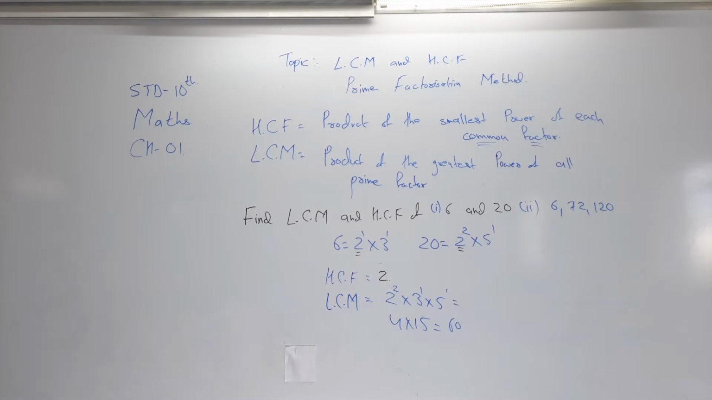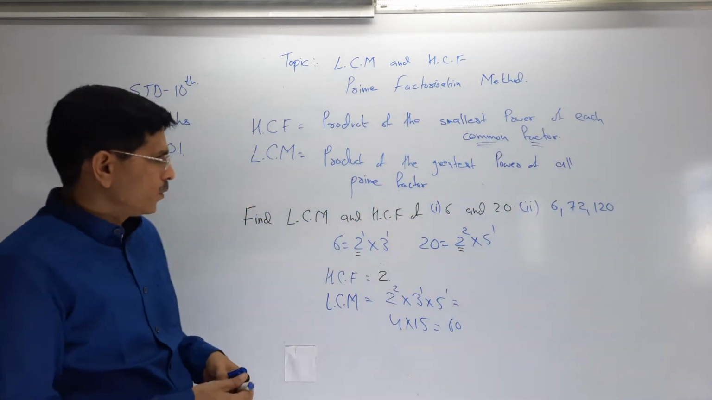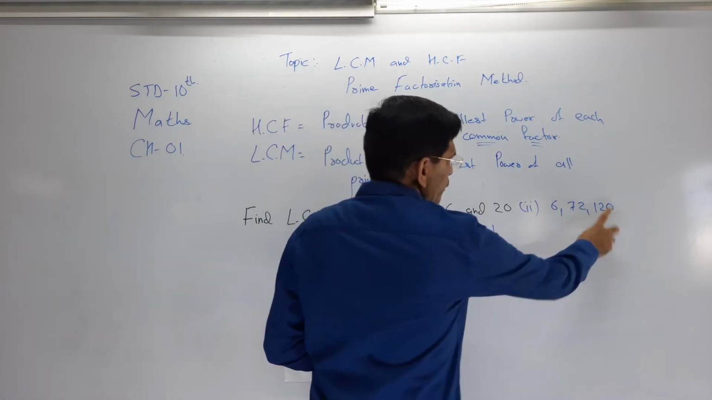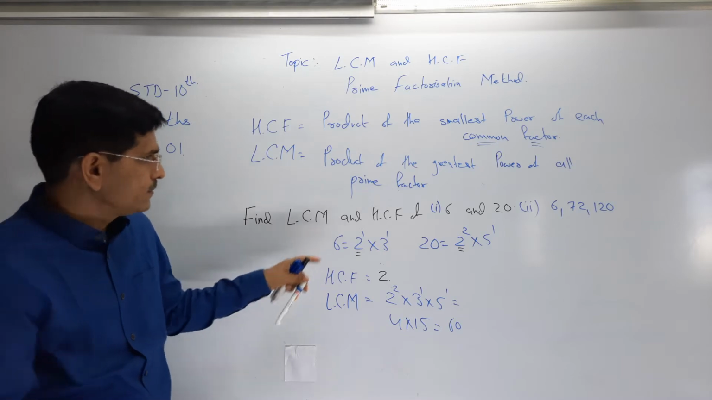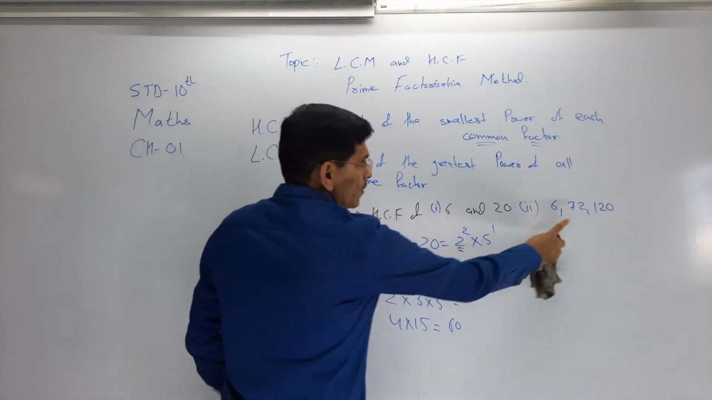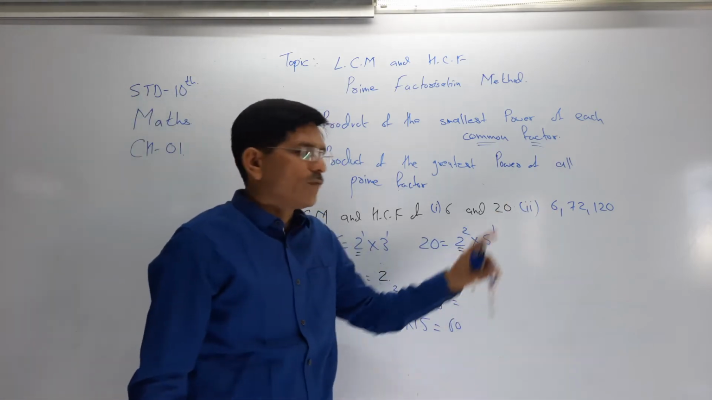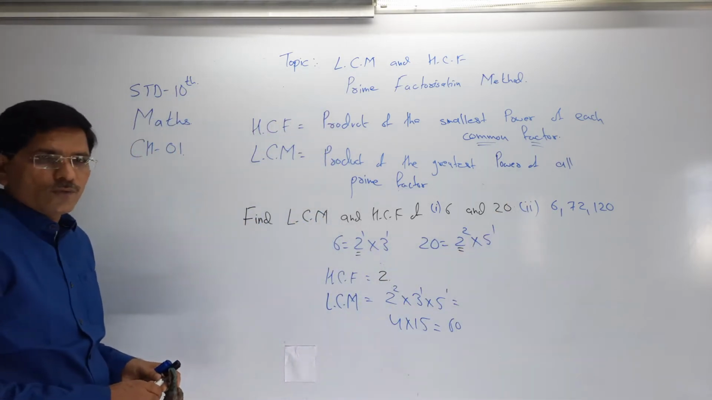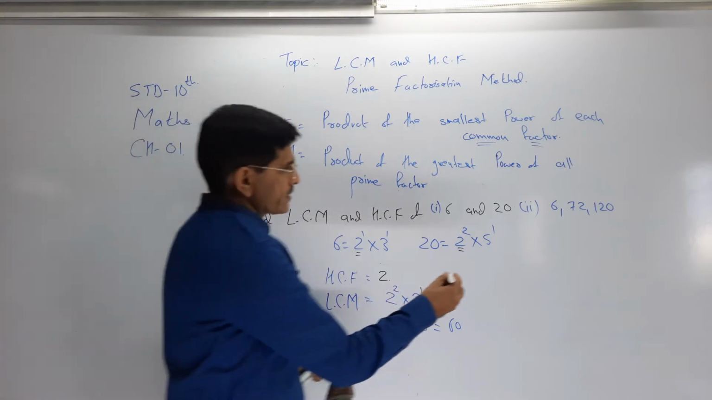I hope you have cleared this. So now we go for more sums. Again, the factors of 6, 72, 120. The factors of 6 are already here. Now we want to do the factors of 72 and 120. If someone doesn't know how to find the factors of 72, we can do it by the prime factorization method.